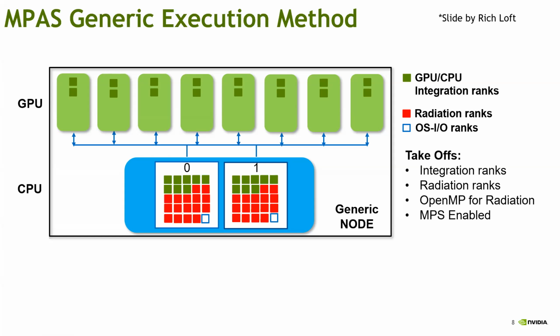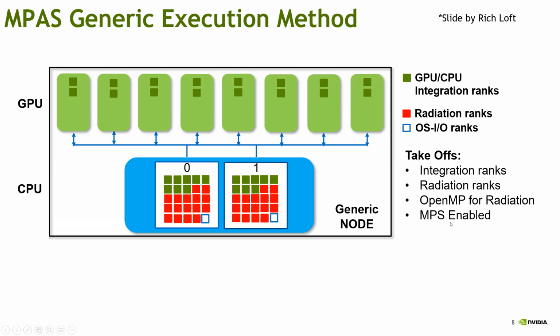The integration ranks do their own work. The radiation ranks do their own work. And this allows us to use exclusive optimization flags for the integration ranks for the GPU, whereas the radiation ranks can have exclusive flags for CPU optimization. And that allows us to enable OpenMP exclusively just for radiation.